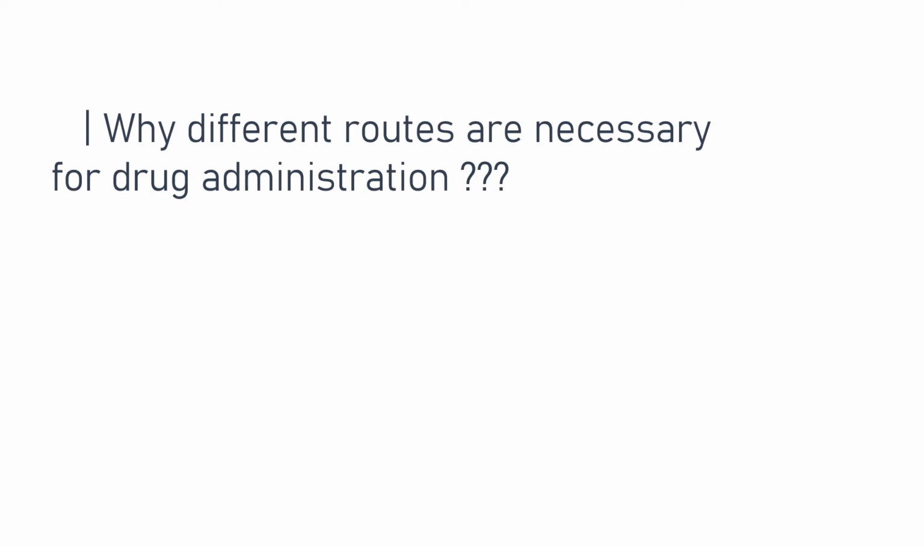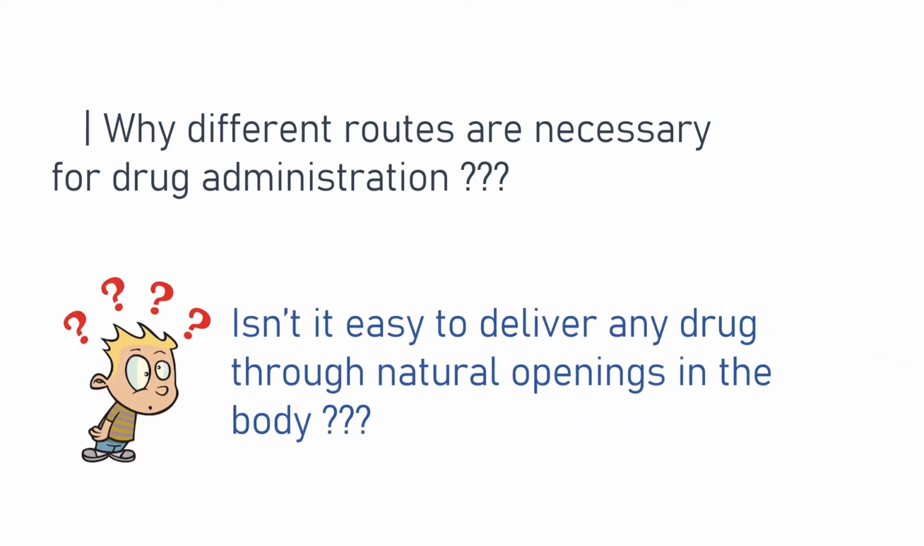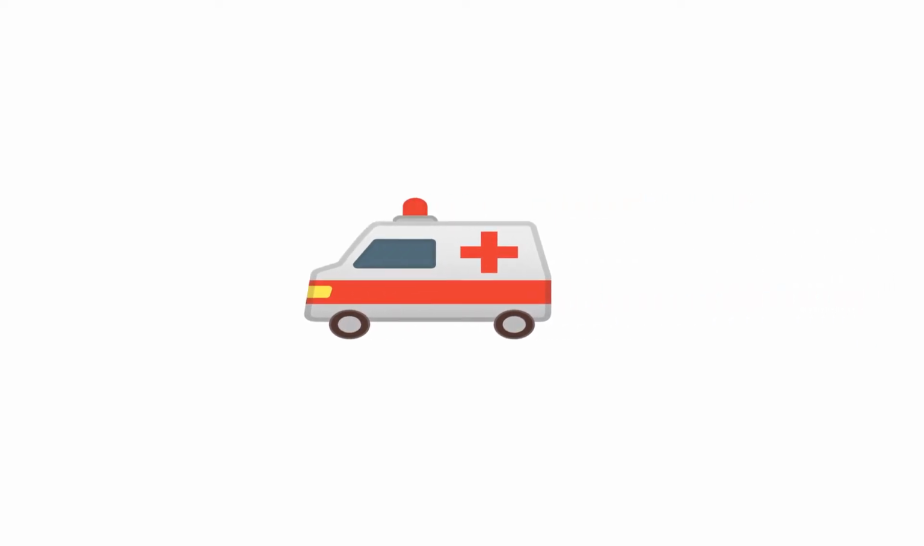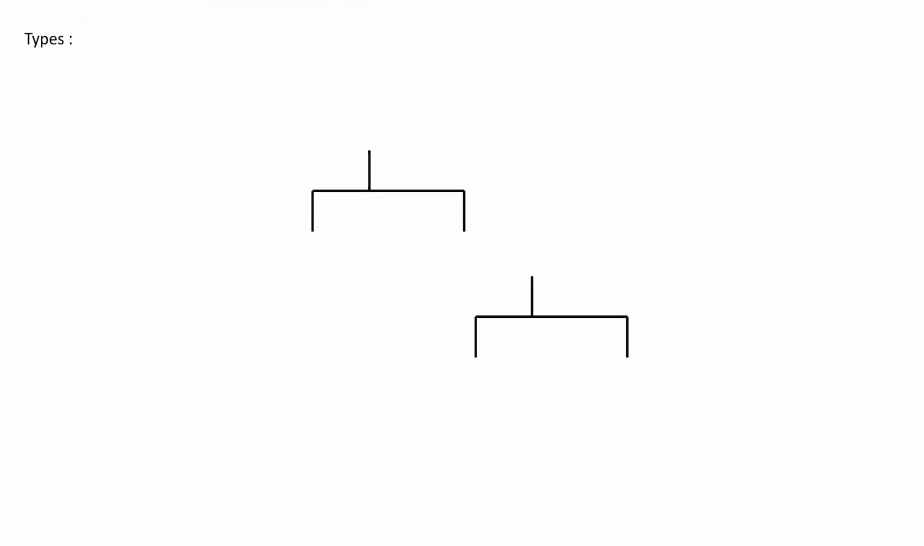So why are different routes necessary for drug administration? Isn't it easy to deliver any drug through natural openings in the body? Yeah, wouldn't it be easy for a doctor and for patients to deliver the drug through natural openings? But it doesn't work that way. Let's say there is an emergency situation, or maybe the patient is unconscious or uncooperative. So that's why different routes exist.